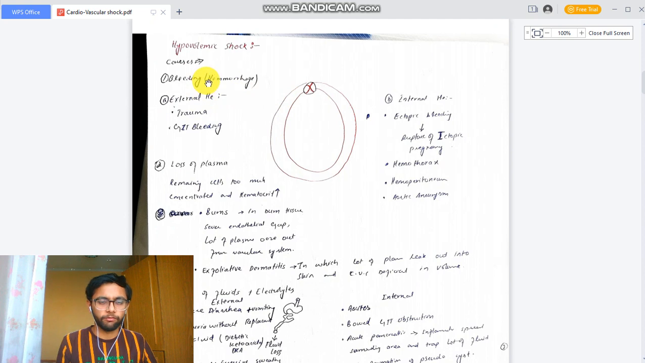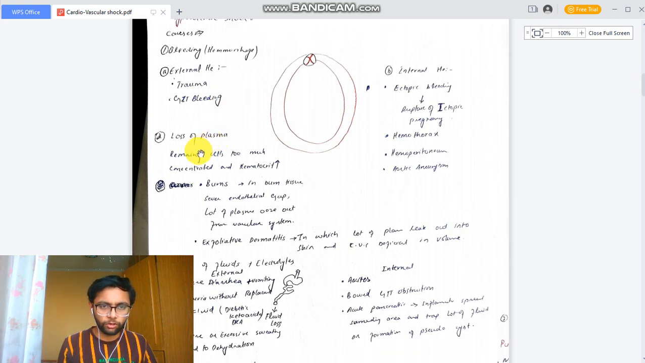The first cause is bleeding. First, hemorrhage: if there is bleeding and blood volume is lost, that causes hemorrhagic shock. Second, external factors like trauma and GIT bleeding also cause a decrease in the volume of blood. Third, there is a loss of plasma. The remaining cells become too concentrated and hematocrit increases.